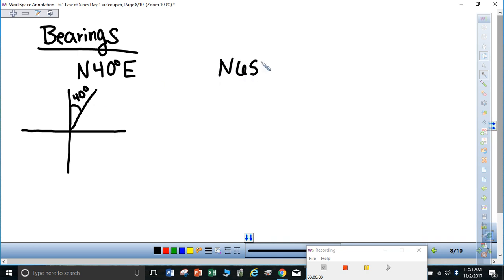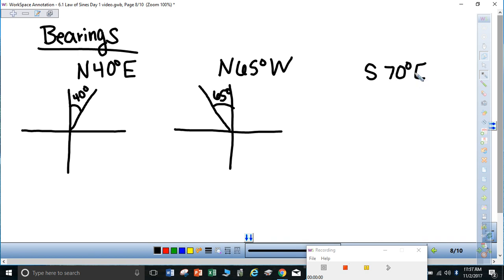Here's another example. The bearing north 65 degrees west. So starting again at 0, 0, you're going to go north, and then west is to the left. So you're going to go 65 degrees to the left, and that's giving you the angle measure right there. All right, what about one like this? South 70 degrees east. So starting at 0, 0, south is down, east is to the right. We're going 70 degrees east. So that's what that one would look like.